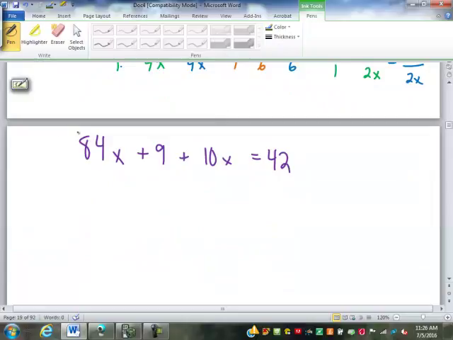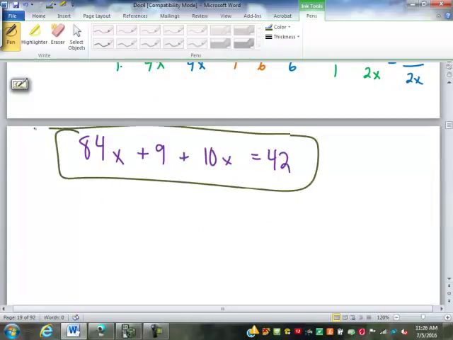So I'm going to stop here. How many of you made it to this point? 84x plus 9 plus 10x equals 42. Perfect. What do we do next?